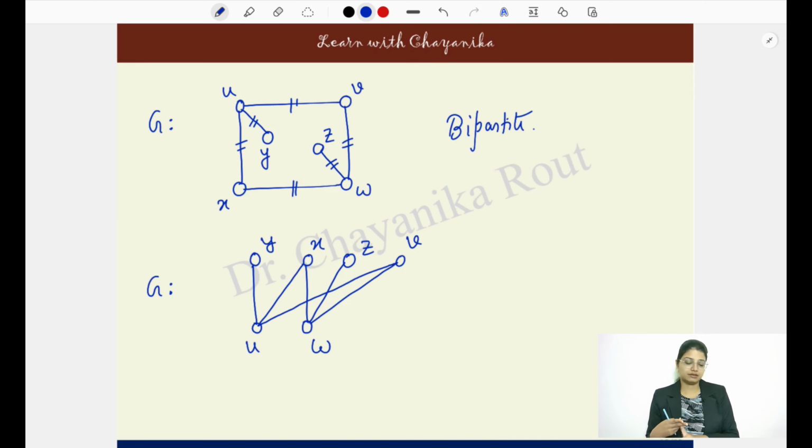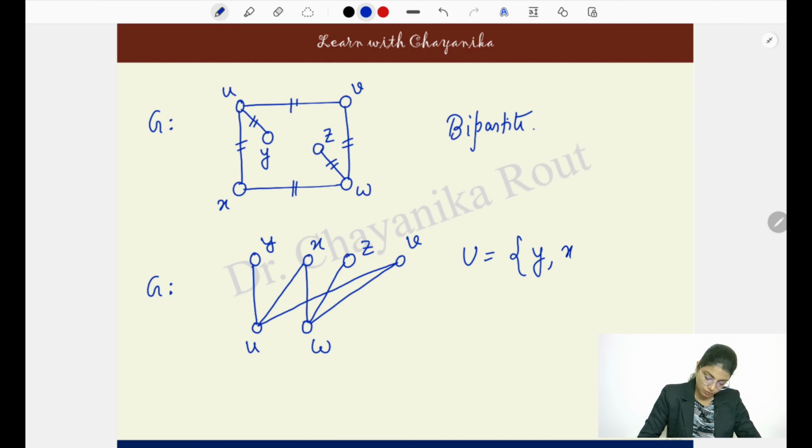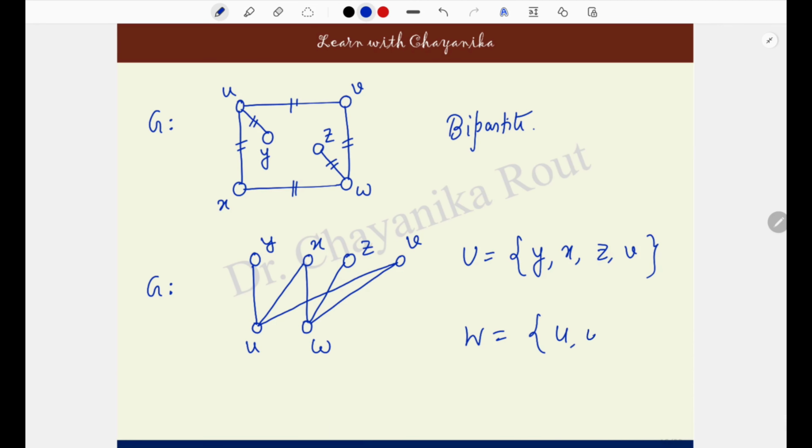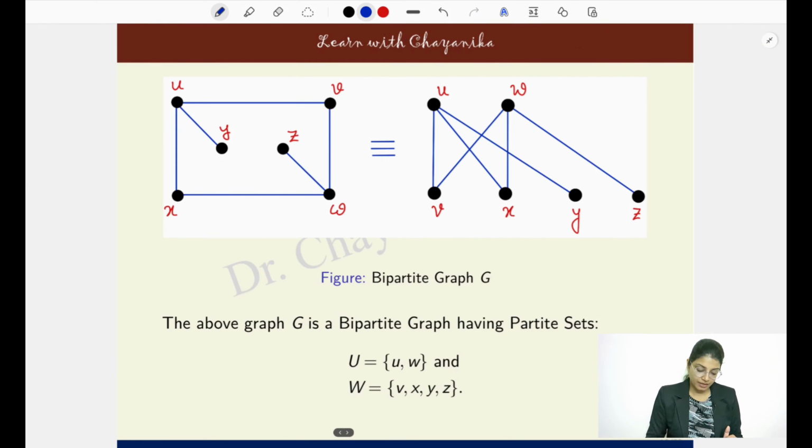Just keep two things in mind. First of all, every edge of the graph should be drawn when you are redrawing the graph. No edge should be missed. Secondly, do not repeat any vertex. If a vertex is already drawn on some row, you have to deal with that only. Don't create that vertex again. So just keep that in mind. So here we get two partite sets U, Y, X, Z, V, and the other is W, that is U, W. So this is that particular example. As we can see, we have two partite sets here.